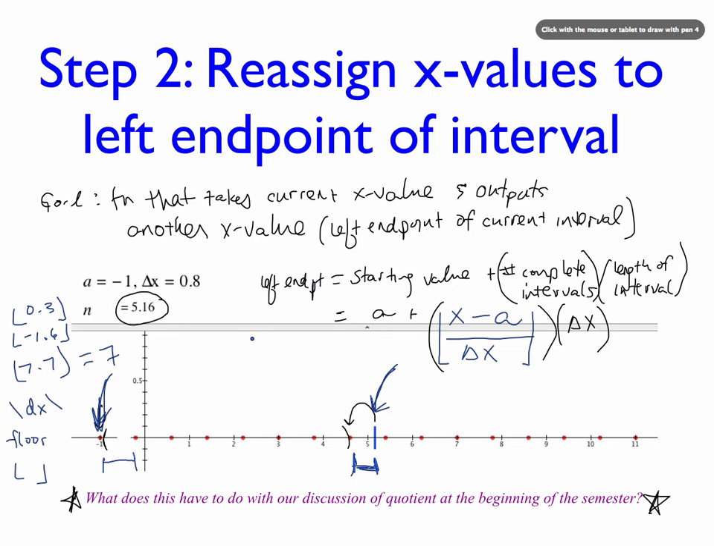Because what we've done is we've actually defined a function, which we're going to call left of x. The x is an actual current value of x, and the a is wherever we started to partition our number line. So a and delta x have to be given to you for this function to make any sense, right?